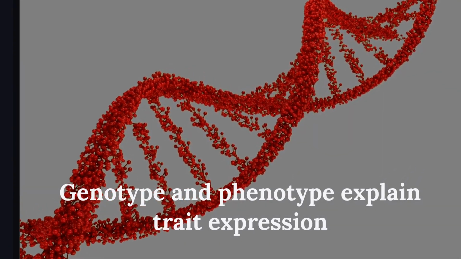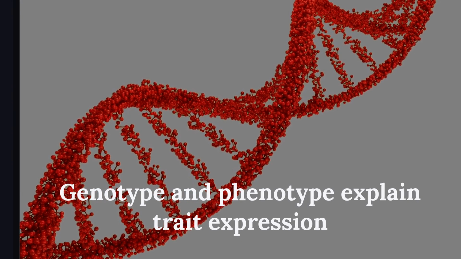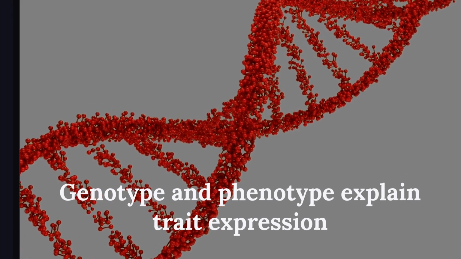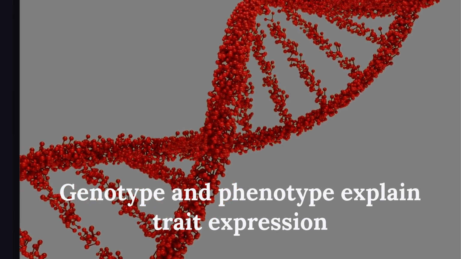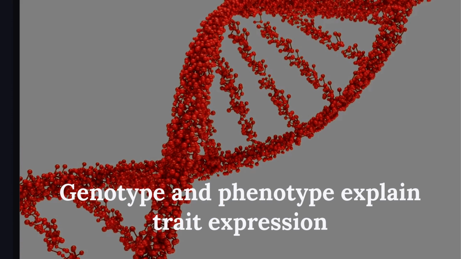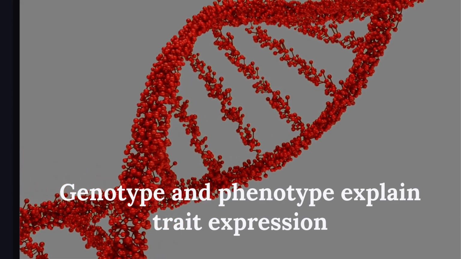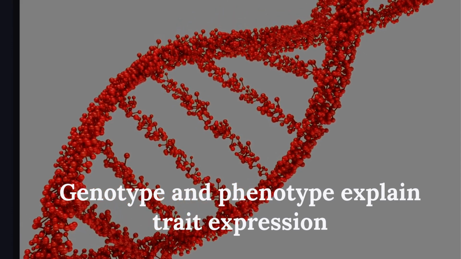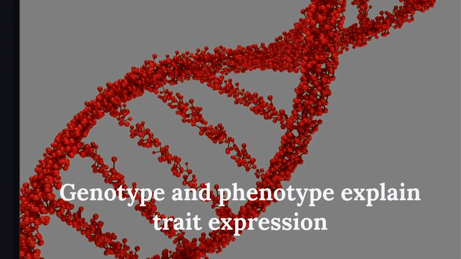Genotype refers to genetic makeup like AA, Aa, or aa. Phenotype is the physical expression, such as flower color. Homozygous means identical alleles like AA or aa. Heterozygous means different alleles like Aa. These concepts explain trait expression.